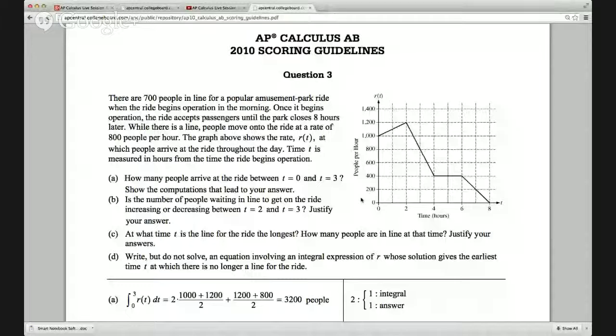All right, there are 700 people in line for a popular amusement park ride when the ride opens operation in the morning. Okay, that means that our initial value is 700, and I'm sure that's going to be important at some point. Once it begins operation, the ride accepts passengers until the park closes 8 hours later. While there is a line, people move onto the ride at a rate of 800 people per hour. The graph shows the rate, R of t, at which people arrive at the ride throughout the day. Time t is measured in hours from the time the ride begins operation.